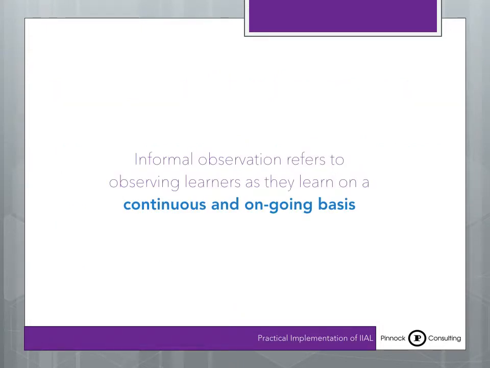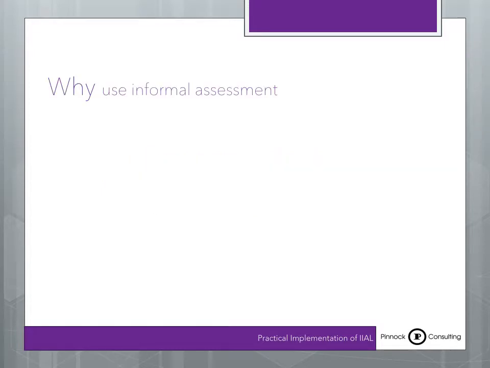So a good way of summarizing it is that informal observation refers to observing learners as they learn on a continuous and ongoing basis. So why even use informal assessment? It is very useful for a teacher as it provides a lot of information. The first is it helps you identify the strengths and weaknesses of each learner. So by continuously observing and watching your learners learn, you'll be able to tell which learners quickly grasp the skill and are okay to work independently, and who needs more support and more of your time and dedication.